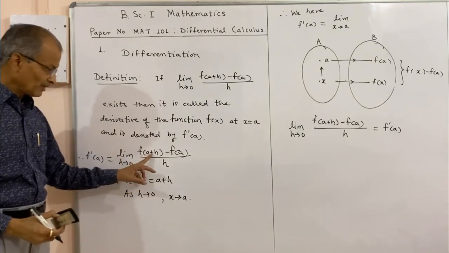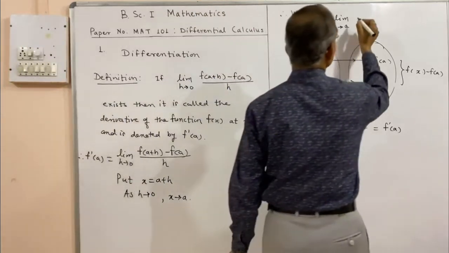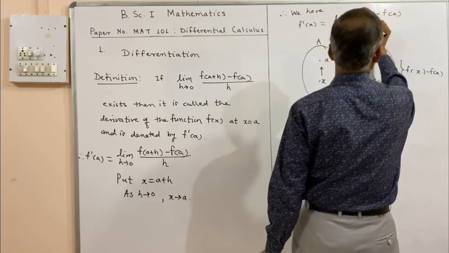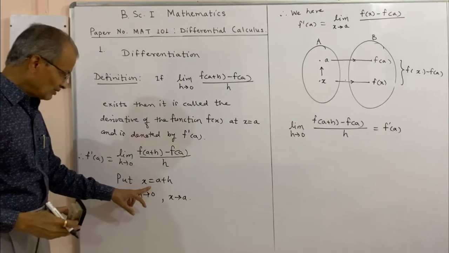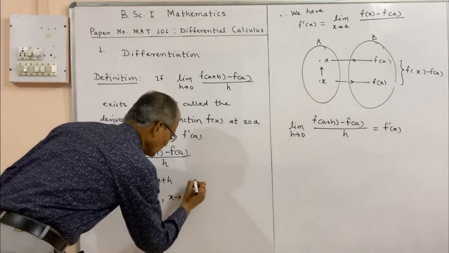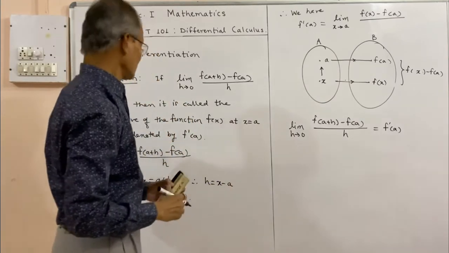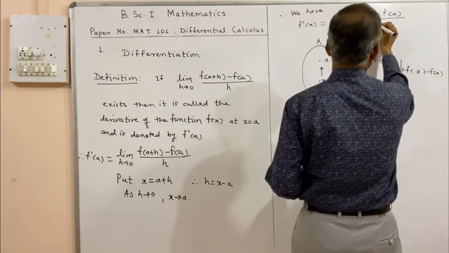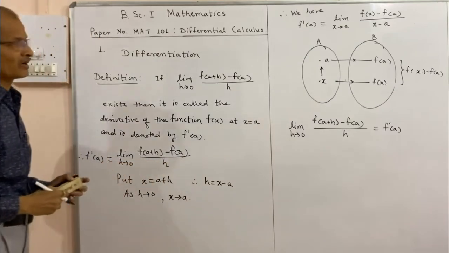And what is f of a plus h? a plus h is x. So this is f of x minus f of a, there is no change in a, divided by, and what is h? Now the h value is to be obtained from this. h is x minus a. So here we can write h is equal to x minus a, and thus this value is changed as x minus a. So this is another definition for derivative.